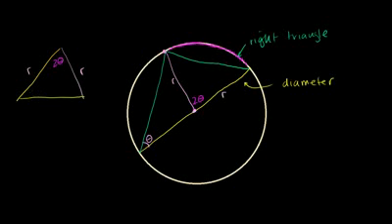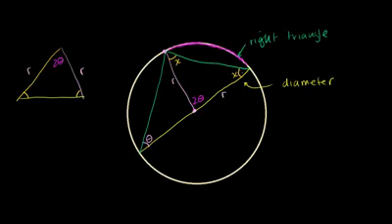So these two base angles must be the same. That and that must be the same. Or if I were to draw it up here, that and that must be the exact same base angle. Now, let me see. I already used theta. Maybe I'll use x for these angles. So this has to be x, and that has to be x.